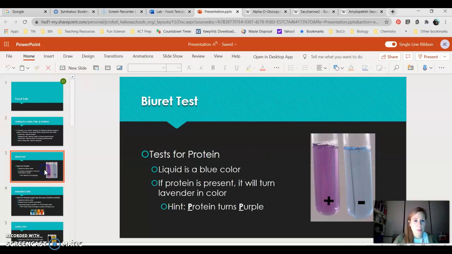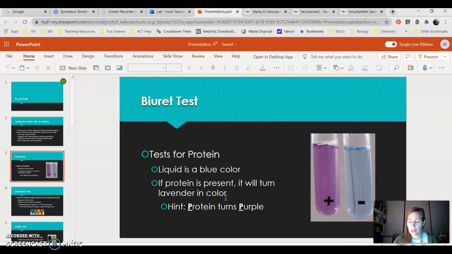The first test I'm going to talk about is your Biuret test. This one's pretty simple. Basically, you would have a test tube with whatever substance you're testing in it. It could be something like egg whites from the lab today, or something like apple juice, and you're going to test to see if it has protein in it. A negative test, the solution itself is blue in color. So we would add the Biuret to your sample. If it changes to this lavender color, that means there's protein in that food. If protein is present, it will turn lavender in color. It won't turn any other color.